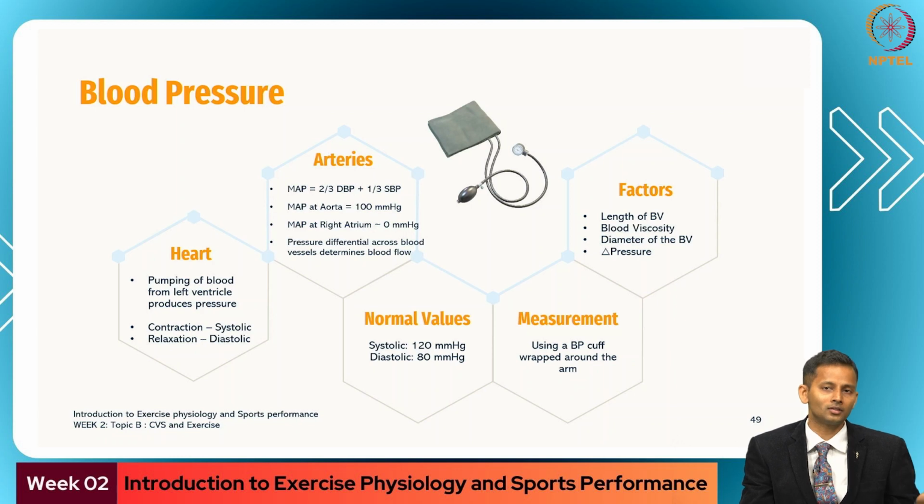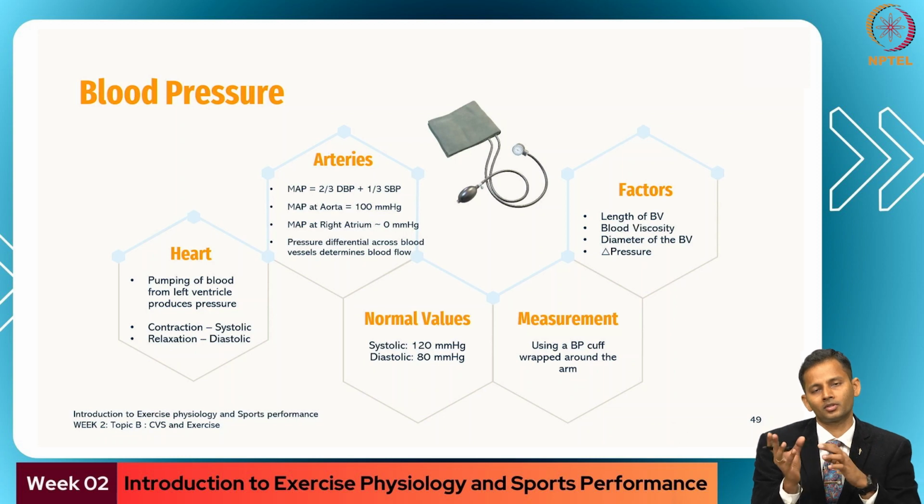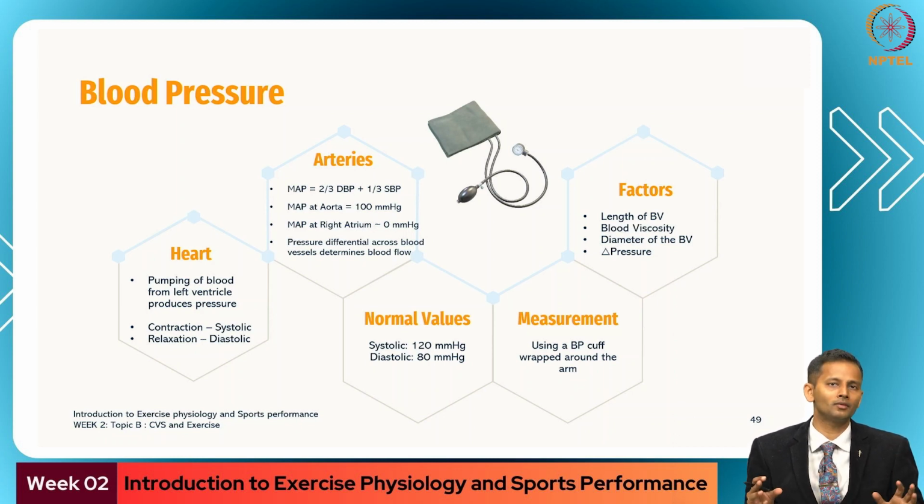As I said earlier as well, because the cardiac cycle has the systole and the diastole, the pressure also changes during these two phases. The pressure that is measured during the systole is your systolic blood pressure, and during the diastole is your diastolic blood pressure. Normal BP will be about 120 by 80 millimeters of mercury. Since mercury is used to measure it, the unit is millimeters of mercury.